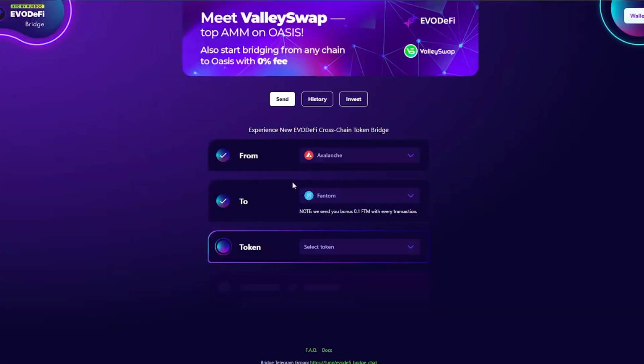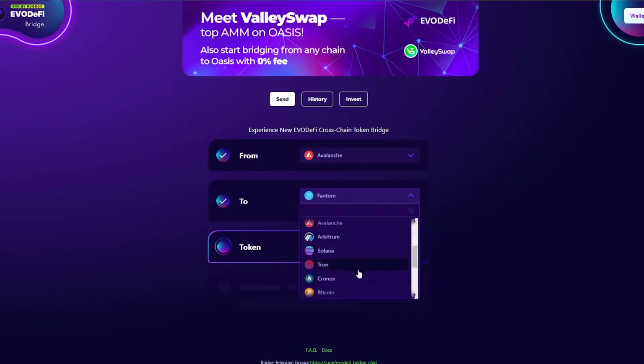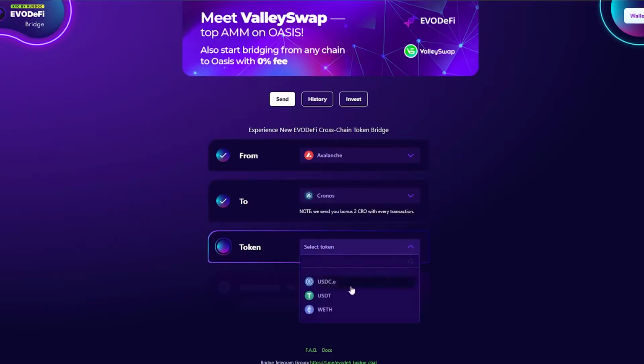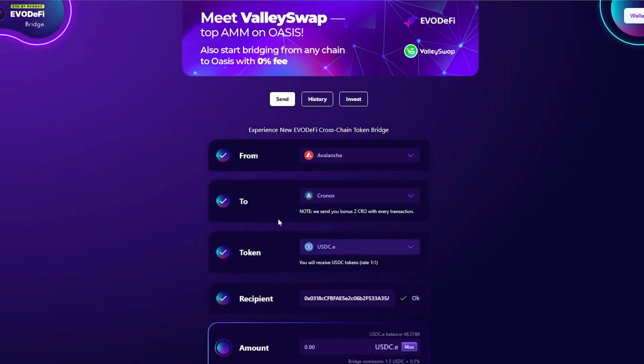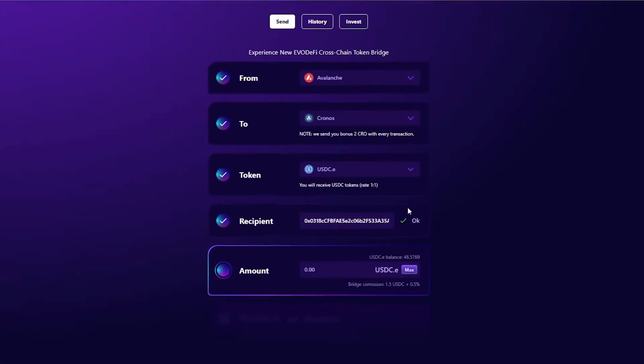The other one I wanted to show you guys is Evo DeFi. Now, it's very handy to have a couple of bridges in hand just in case one bridge is offline, or if for example they don't have enough liquidity. It's always good to have another bridge handy. And as you guys can see here, you could send it, for example, from Avalanche to Cronos as well. And you would come down here and click your token of choice, USDC.E for example, and it would allow you to send those funds over as well.